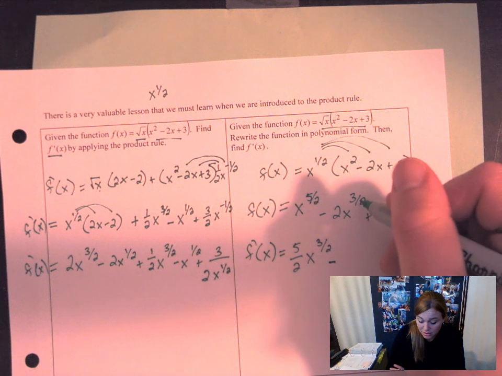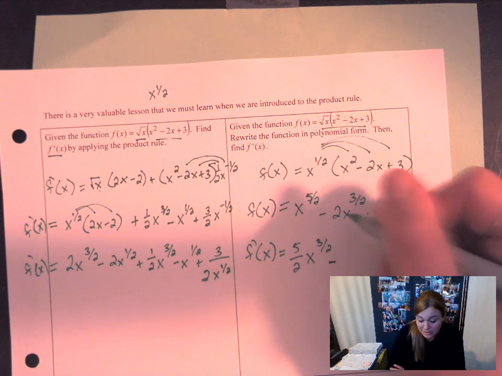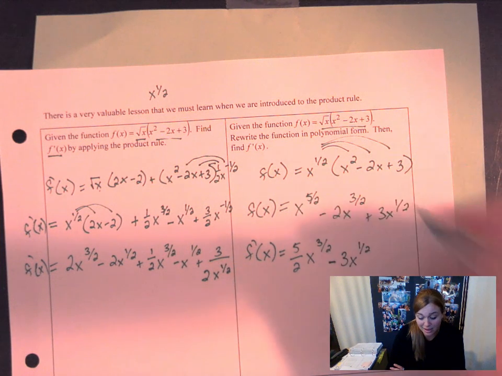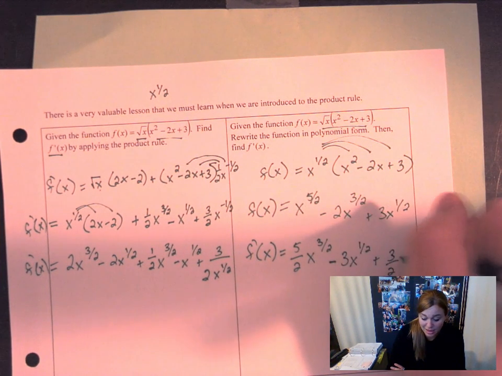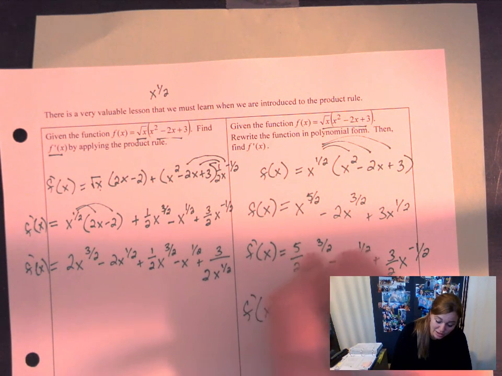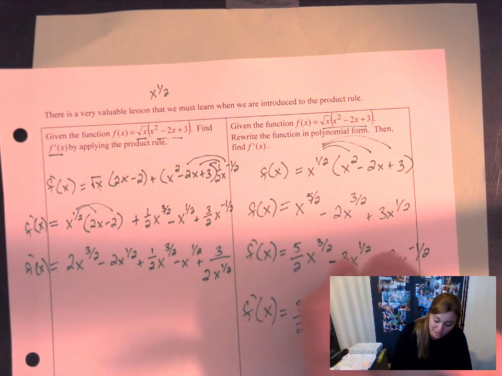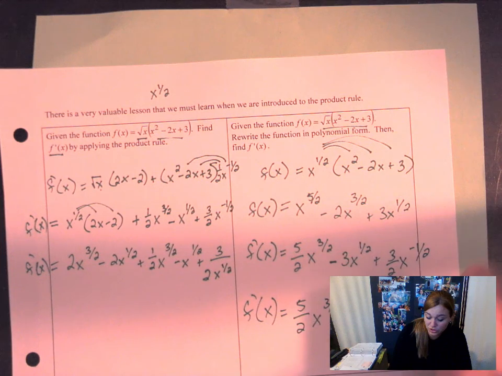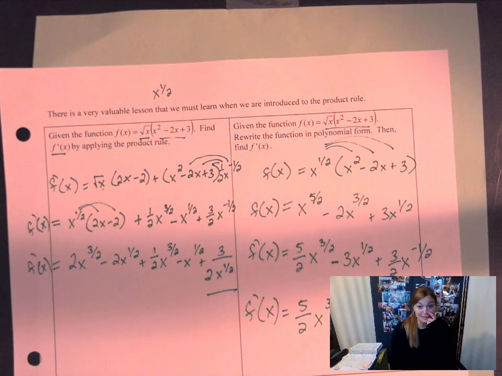Minus 3/2 times negative 2 would be negative 3. x, subtract 1 from the exponent, 1/2, plus 3/2 x to the negative 1/2. Simplify this just a little bit: 5/2 x to the 3/2 minus 3x to the 1/2 plus 3/2 x to the 1/2. That looks familiar. So that's the same right here.